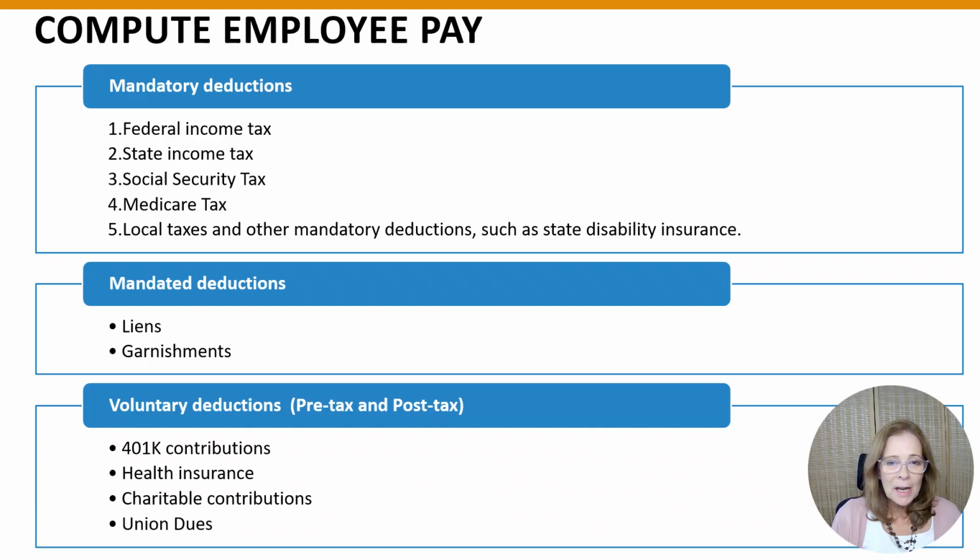As a reminder, the deductions on the paycheck fall into three categories. They're mandatory deductions, and federal, state, and local taxes fall into that category. Next are mandated deductions, which are ordered by third parties, such as liens and garnishments. Now, voluntary deductions are something the employee signed up for or did not opt out of at work, like insurance, retirement contributions, for instance, 401k, charitable contributions, and so on.